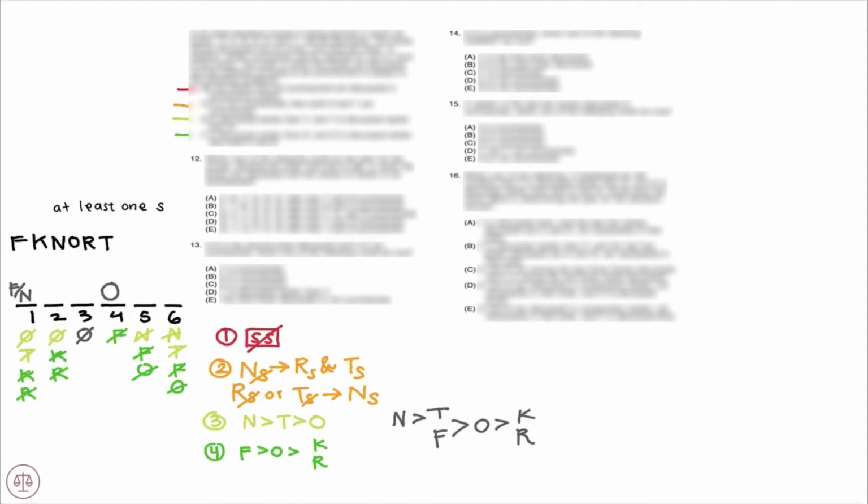We know from our long chain that K and R are after O. We know that N is before T, so that means that N can't be third, which means that third is either F or T, and then second is going to be either F, N, or T.